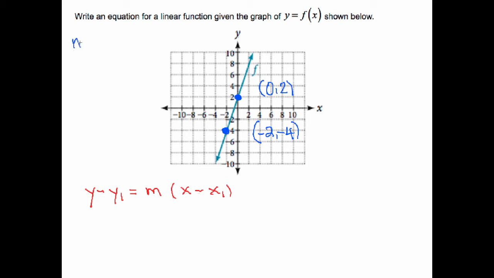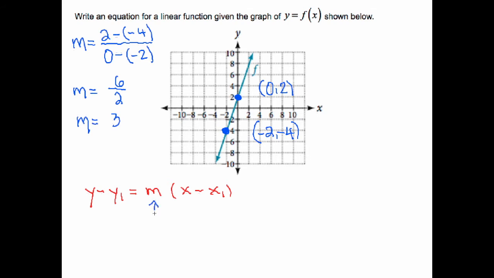So let me find the slope. The slope, which is rise over run, would be the difference of the outputs, y2 minus y1, which in this case would be 2 minus a -4, over x2 minus x1. If I kept the same order in terms of subtracting the coordinates, this would give me 0 minus a -2. So my slope is equal to 2 plus 4, which is 6, over 0 plus 2, which is 2. My slope is 3. So I'll substitute that 3 right here.